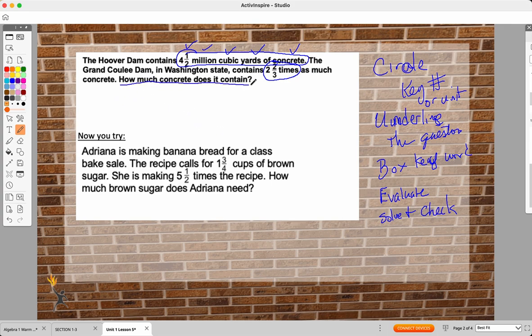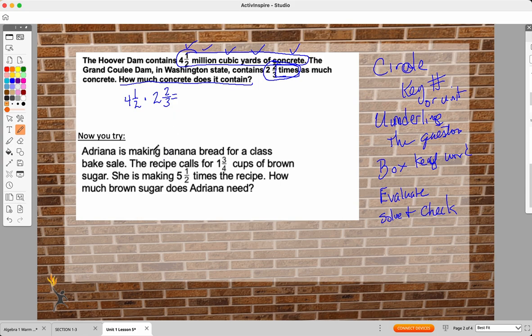Sometimes you have extra information that we might need to circle, so always go through it, and then we evaluate based on what we need in the question. This question just has the basic information we need. Underline, then we box the fact that it says times, the idea of how many things we have here. So we set up a problem of 4 1/2 times 2 2/3. Now we've got our problem.